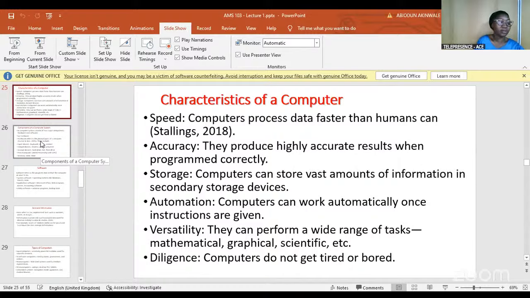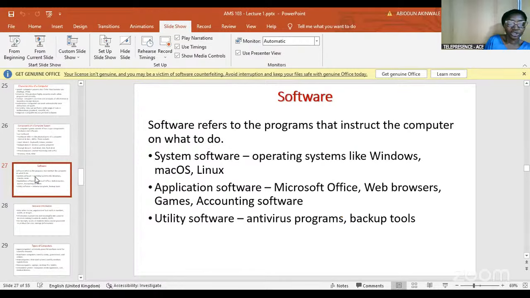Maybe you are seeing it on your side. I'm not seeing it here. Okay, so here are the characteristics. I think you are familiar with this already: the speed, the accuracy, the storage, the automation, the versatility.